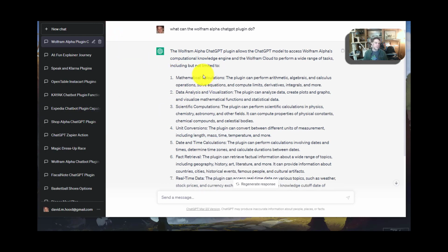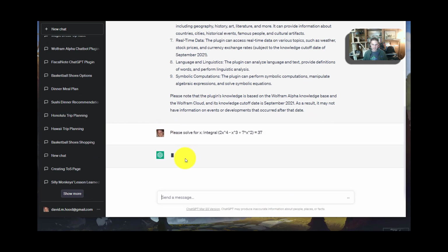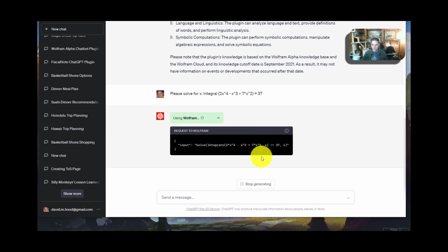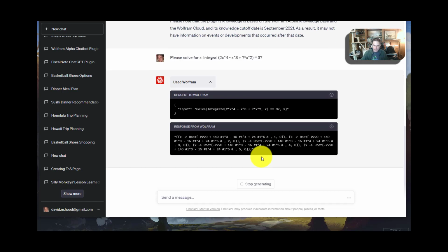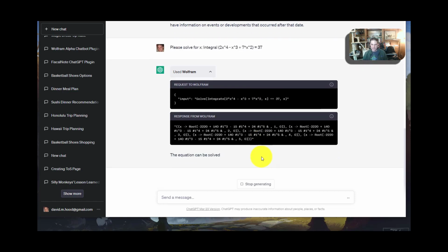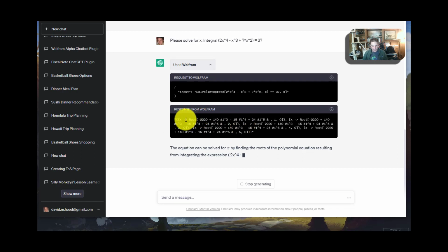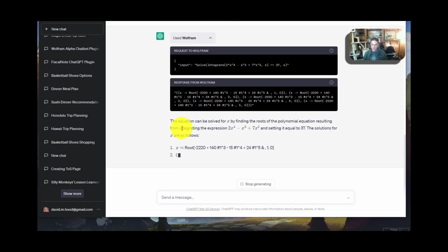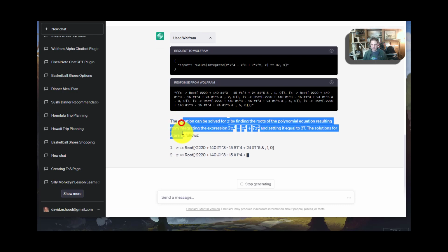So mathematical calculations, I'm going to ask it some funky calculation. Let's see what it does. Okay, it's been a while since I've done integrals, so let's see what it does. All right, so make sure to click on this, solve, integrate, the input response. I guess I can't really, is this its calculations or is it steps? The equation can be solved for x by finding the roots of the polynomial equation resulting from blah, blah, blah.